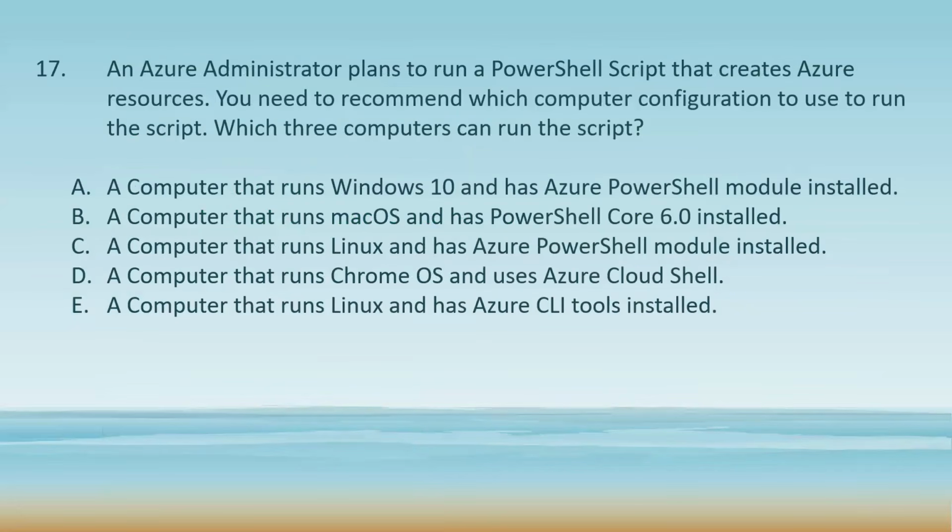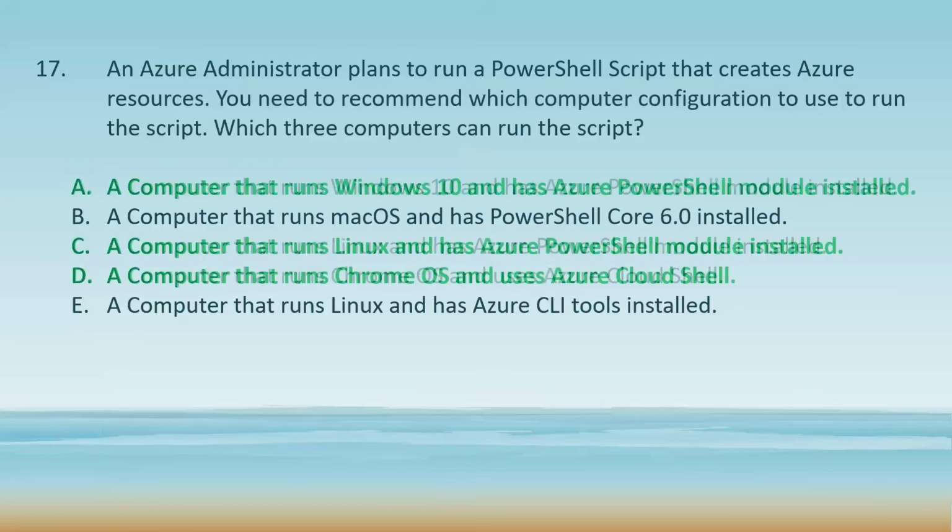Your options are a computer that runs Windows 10 and has the Azure PowerShell module installed, a computer that runs macOS and has PowerShell Core 6.0 installed, a computer that runs Linux and has the Azure PowerShell module installed, a computer that runs Chrome OS and uses Azure Cloud Shell, a computer that runs Linux and has Azure CLI tools installed. So the right answers are option A, C, and D.